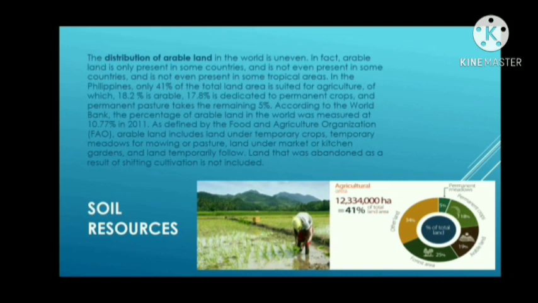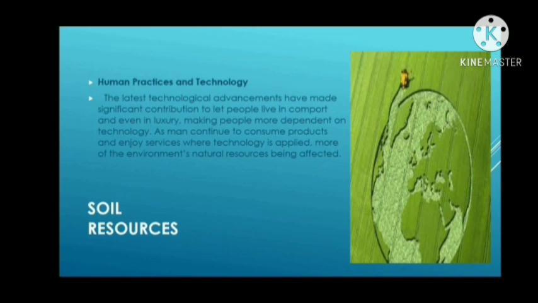The Food and Agricultural Organization is a specialized agency of the UN, or United Nations, that leads international efforts to defeat hunger. The goal is to achieve food security for all and make sure that people have regular access to enough high quality food to lead an active, healthy living. Human practices and technology.